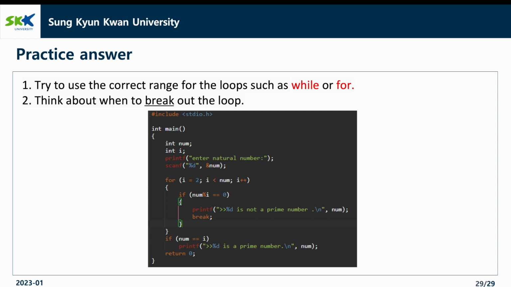Did you solve the practice problem successfully? There were 2 key points in this problem. First, you should use correct range for the loops, such as while or for. Also, you should think about when to break out the loop. Let's see the correct answer.